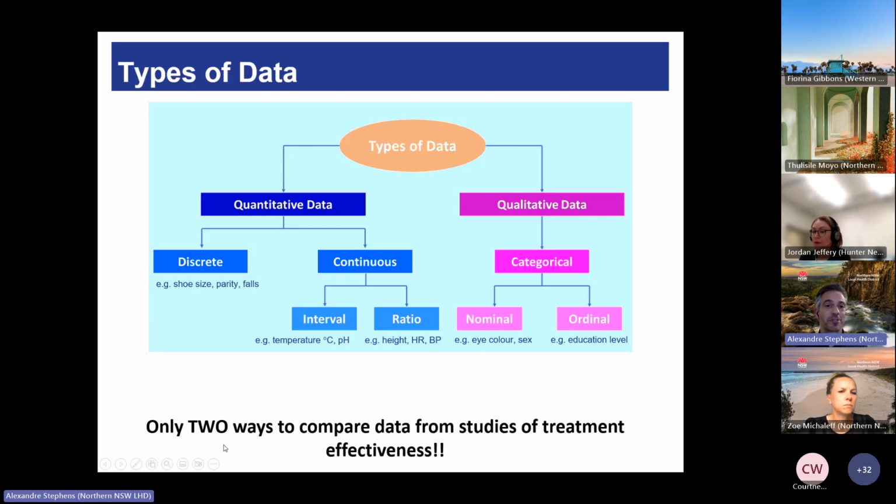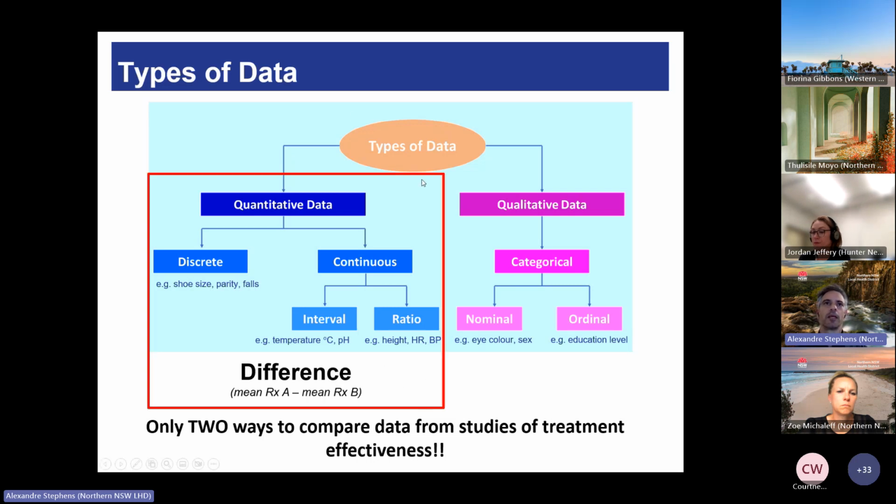So we've got two main types of data, and really there's only two main ways to compare data from studies of treatment effectiveness, and this is what we're going to learn in today's session. For quantitative data, how we determine the differences or measures of treatment effect is by calculating differences, and we calculate the difference between the two groups, and we focus on the difference in means.